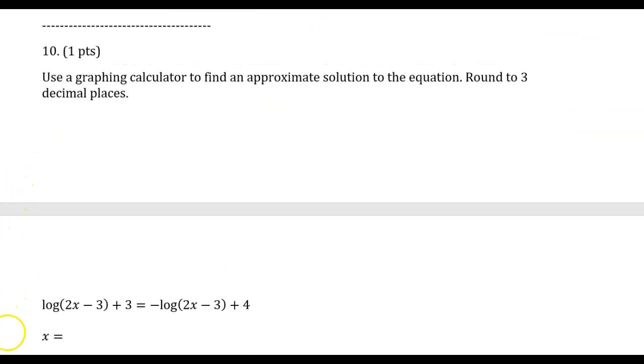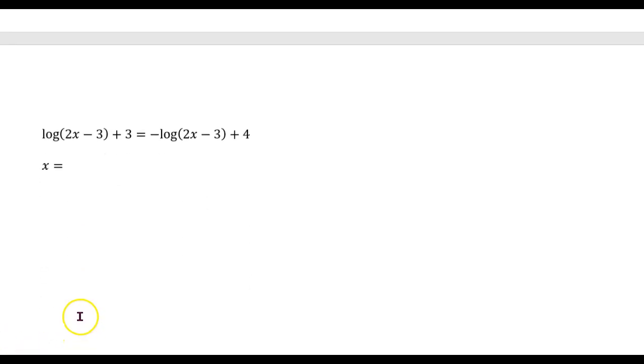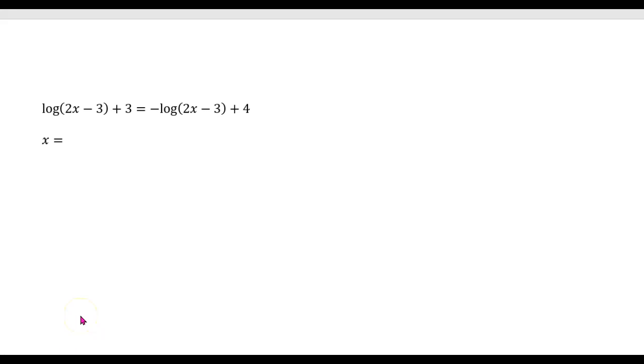Number 10, we are to use a graphing calculator to find an approximate solution to the equation, round to 3 decimal places. Here is our problem. We have log of 2x minus 3 plus 3 equal negative log of quantity 2x minus 3 plus 4. Do you see that we have two terms that have the log of 2x minus 3 in them? We can add this log to the other side to combine our like terms of log of quantity 2x minus 3.